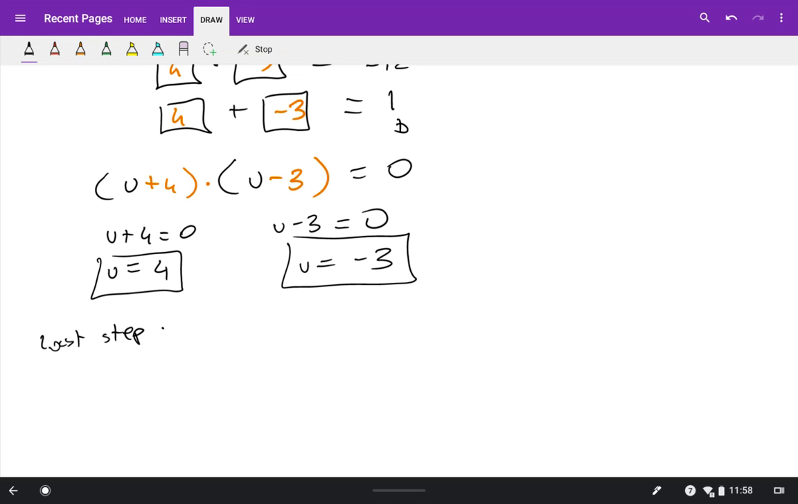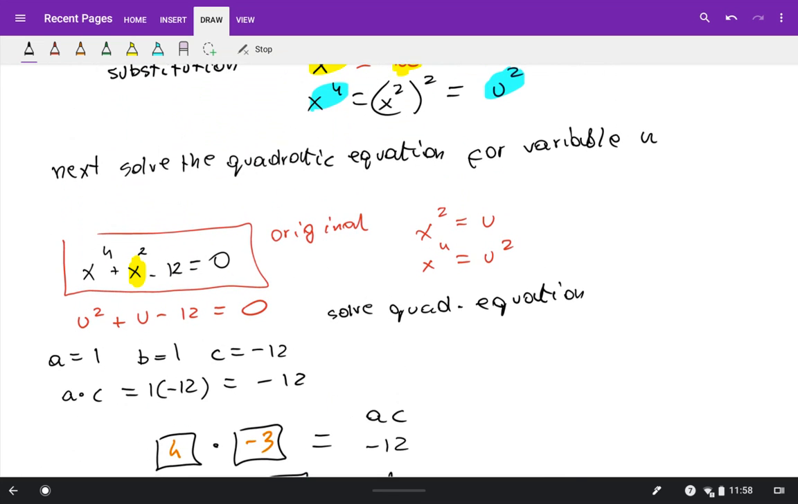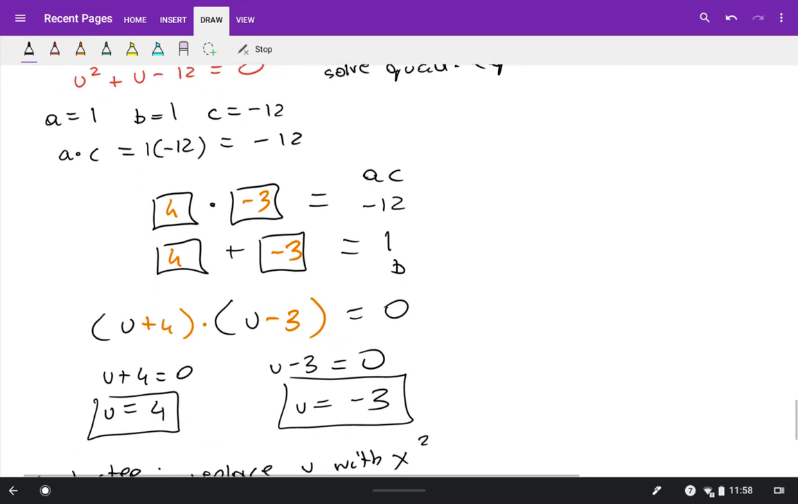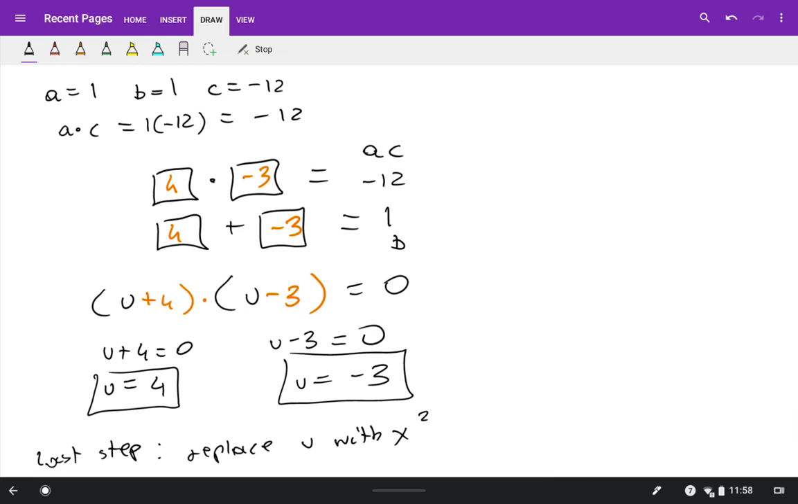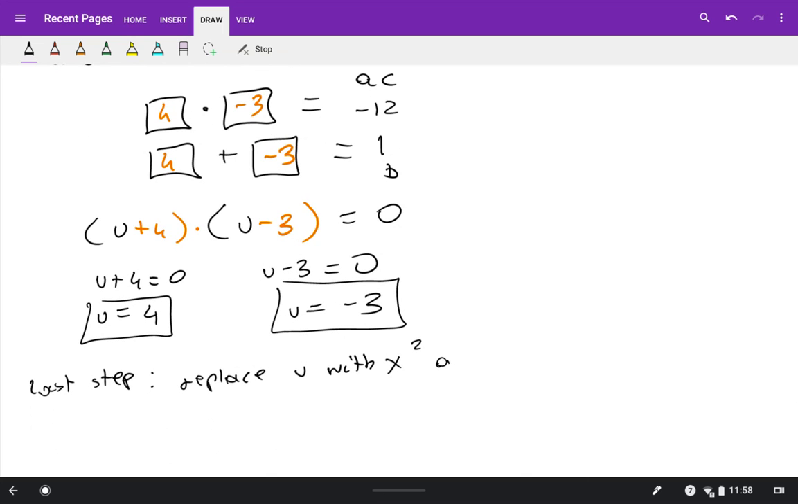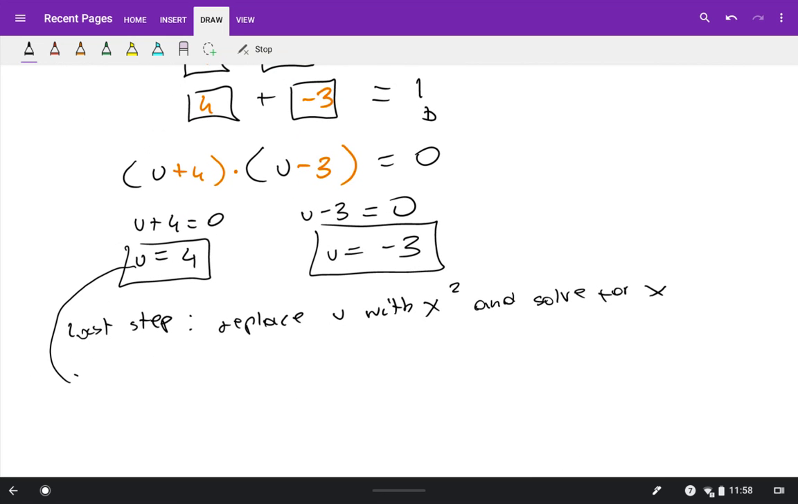So the last step will be to replace u with x squared, because that was our substitution. We make u equal x squared and solve for x. So u equal 4, we know u is x squared. So we have x squared equal 4. And here we have u equal negative 3, which is x squared equal negative 3.